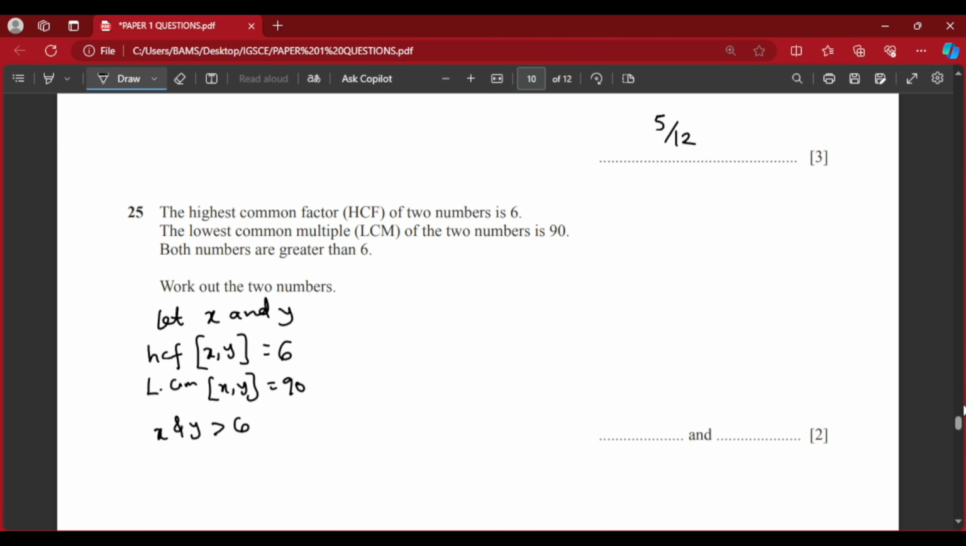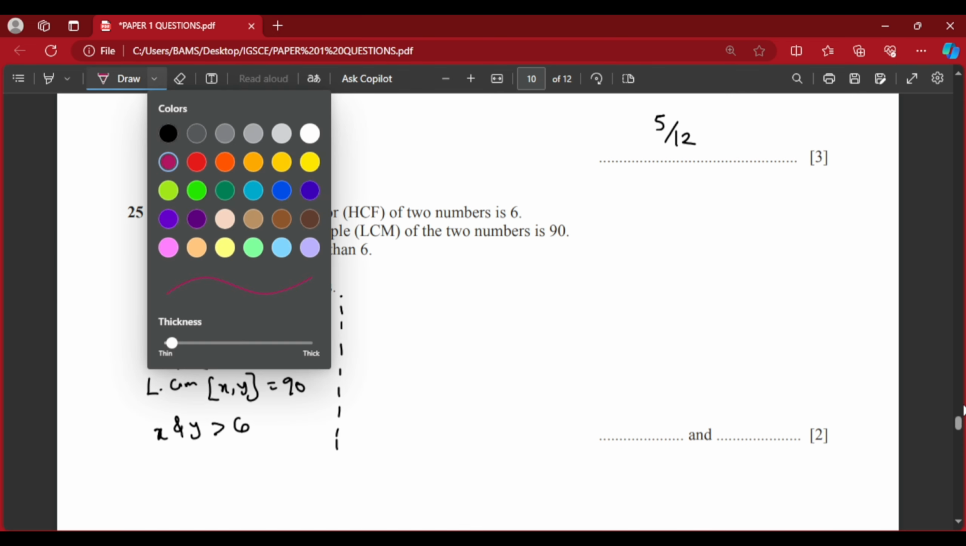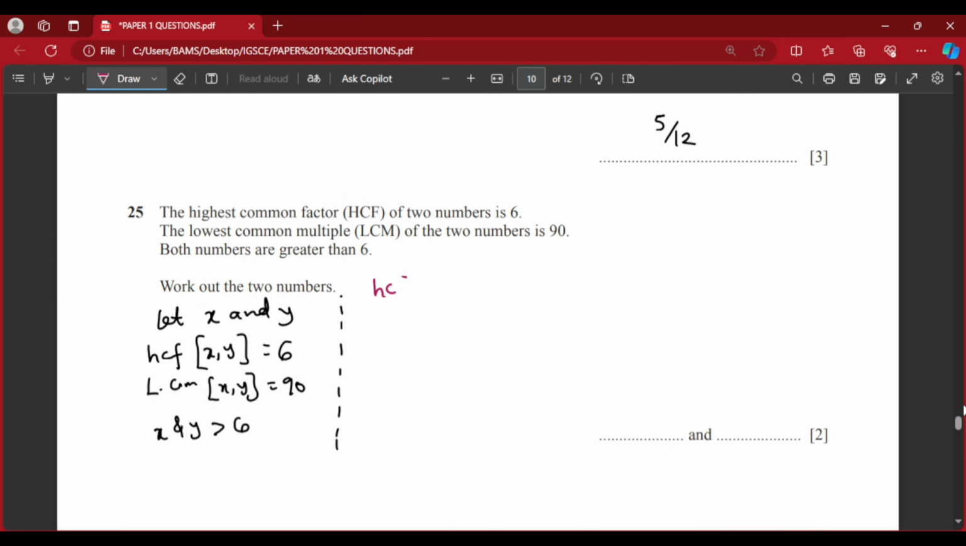We know our target. Then remember that if I want to check the relationship between HCF and LCM, is that if I take the HCF of two numbers or more than two numbers, and I multiply with the LCM of those numbers, it's actually equivalent to multiplying those two numbers. Right? So that's just basically it.